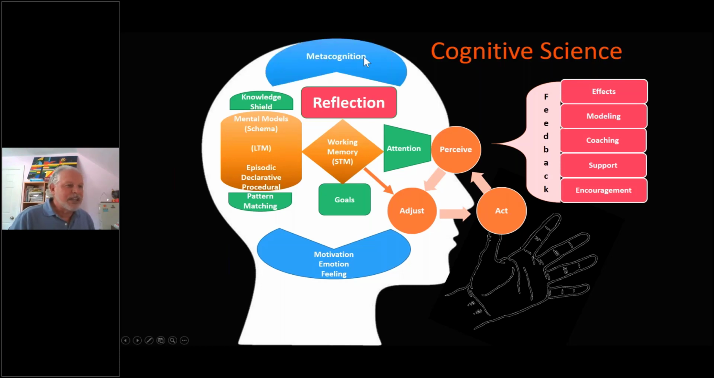And then finally, there's this idea of metacognition, which is basically our thinking about our thinking. Oh, I've got to reflect on this. Let me think about this. Oh, I noticed that I am not changing. Maybe I need to do something. So there's that aspect of things as well.